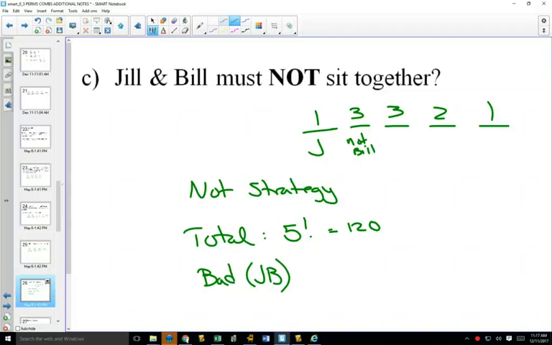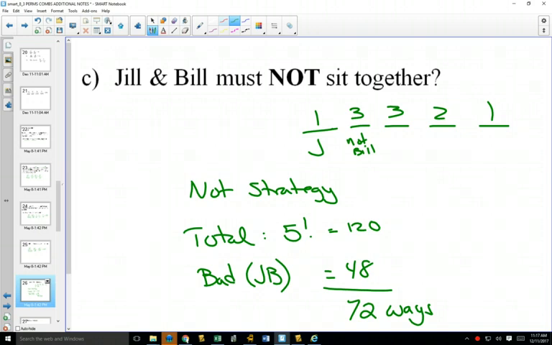The bad ways, well, we just learned that with grouping. The bad ways are where Jill and Bill are together. We did that in part A. In part A with Jill and Bill together, we found out that there was 48 ways that they could sit together. So if there's 120 in total, and 48 ways where Jill and Bill are sitting together, if we subtract the bad from the total, there's 72 ways where Jill and Bill won't sit together. Does that make sense?